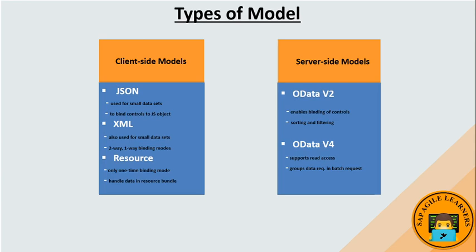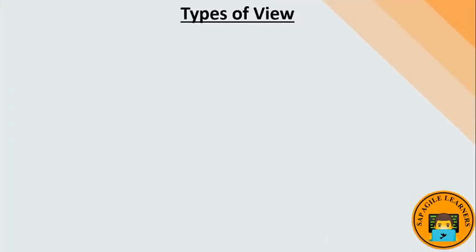OData v2 enables binding of controls to data from OData services. Operations like sorting and filtering are done on the server side. One OData model instance can only cover one OData service. Next, OData v4. It provides limited feature scope. This model supports read access, groups data requests in a batch request, and updates properties of OData entities via two-way binding.